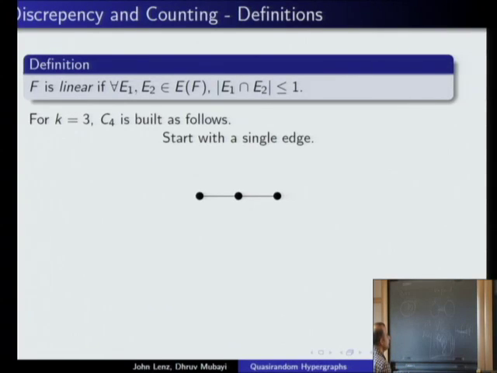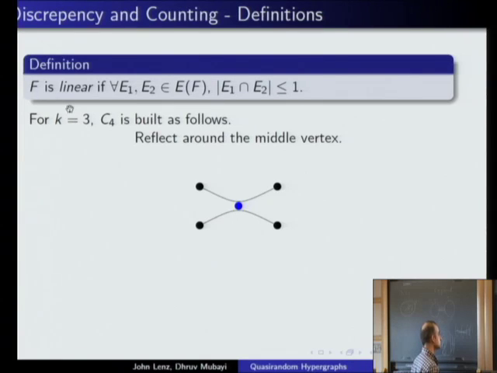So I'm going to define C4 for a 3-uniform hypergraph. You start with an edge. So this is an edge of size 3. And then what you do is, you can think of it as a 3-partite object. The 3 parts correspond to the 3 points. You fix one of the parts and you reflect around that part. So I fixed the middle part, which I now call blue, and I took 2 copies of everything else. So now I have 2 edges which intersect in the middle.